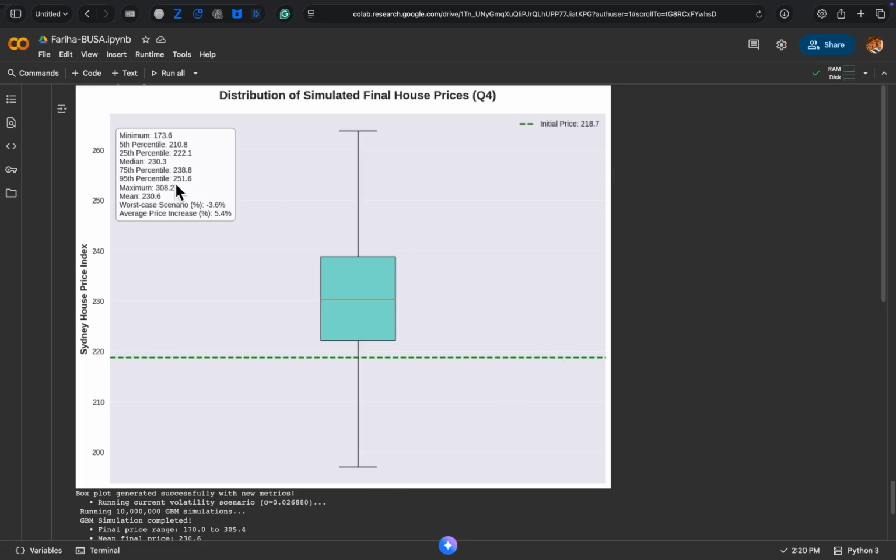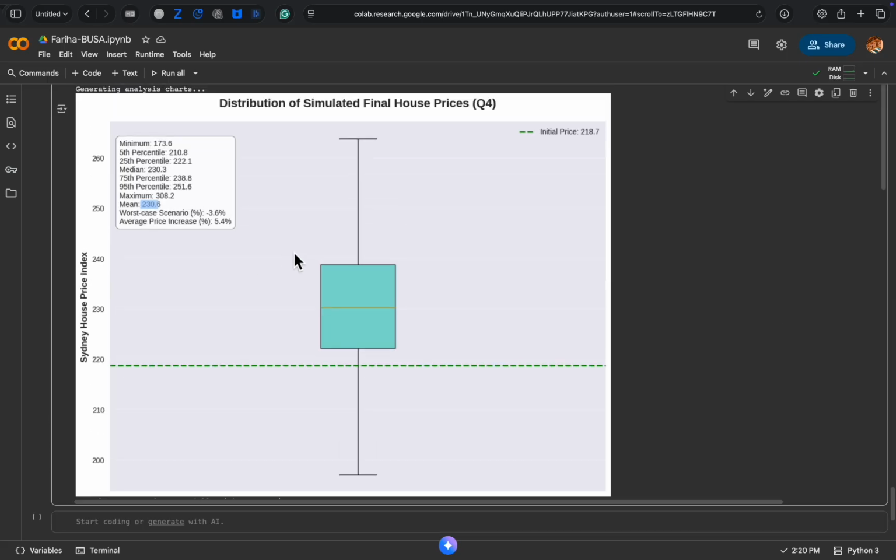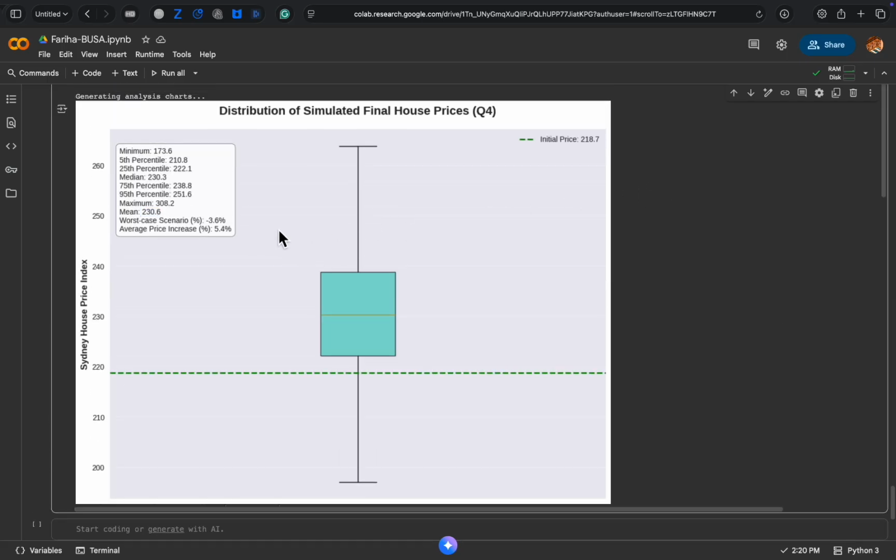First, we have the mean and the median, both of which are above the initial price. This indicates that the simulated prices show an upward price trend, not a decline. Second, prices are likely to be between 210.8 and 251.6. We understand this by examining the 5th and the 95th percentile values. Third, from the worst case scenario, price shows a slight decrease of minus 3.6 or minus 3.7%, which isn't catastrophic enough to crash the market.